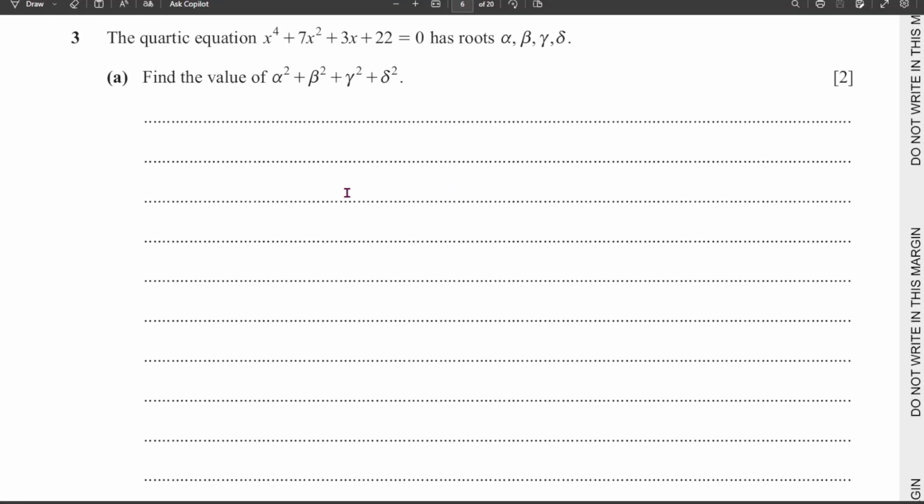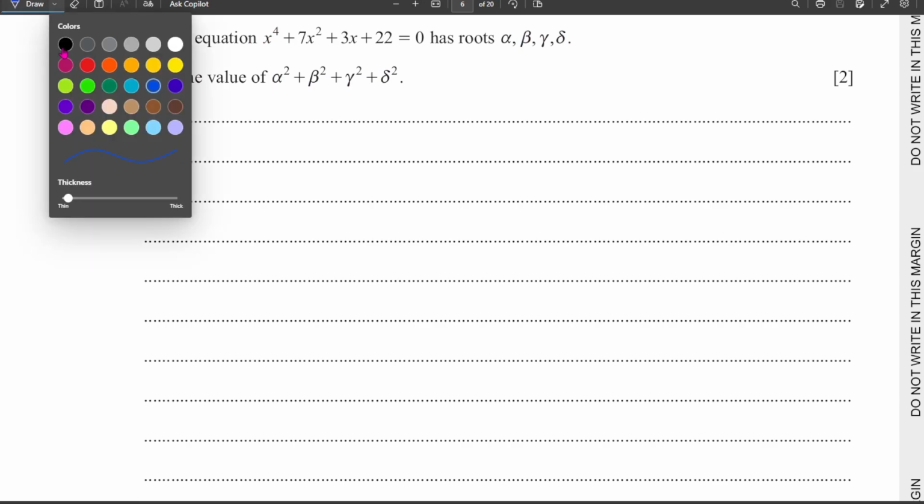The previous question has been uploaded into the playlist already. So in question 3, they are giving us a quartic equation with the roots alpha, beta, gamma and delta. First, we want to find the value of the sum of square of the roots.